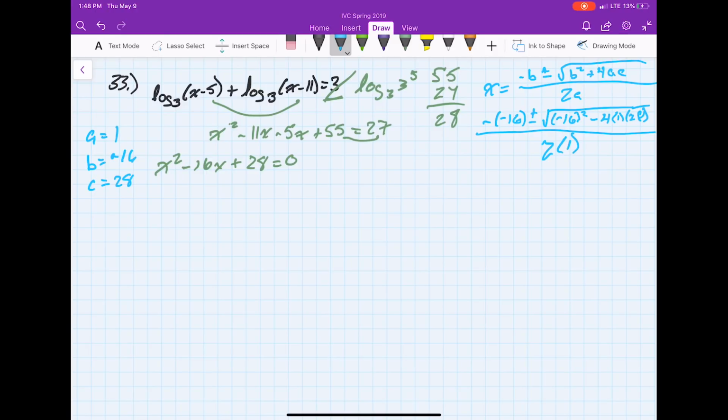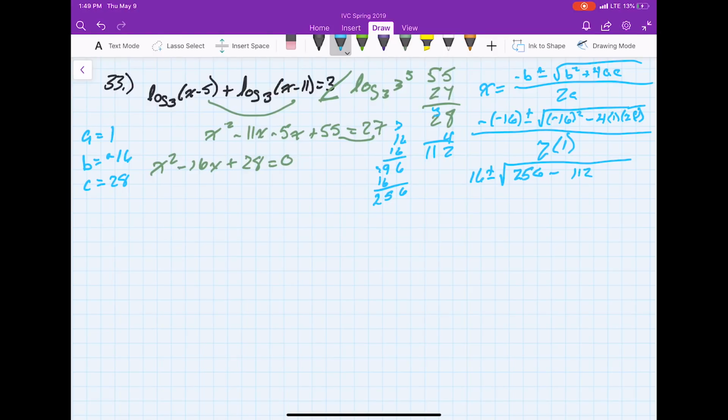All right, so let's start consolidating this stuff down. Negative of a negative is going to be positive, like I said. So it's going to be 16 plus or minus. We got 16 times 16, which is 256. So this is 256 minus 4 times 1 is 4, times 28. It's going to be 112, it looks like. So over 2.